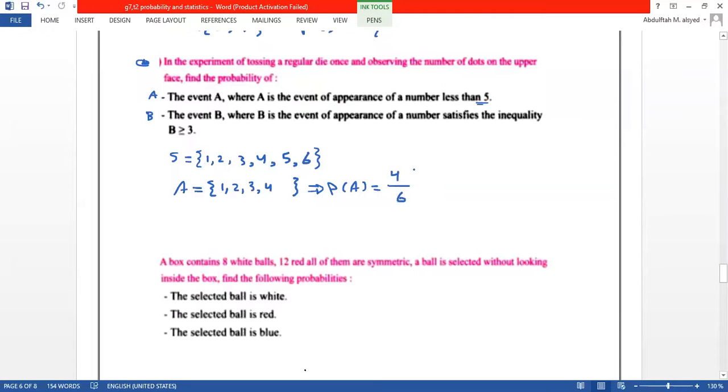You can simplify by dividing by 2. 4 divided by 2 equals 2. 6 divided by 2 equals 3.